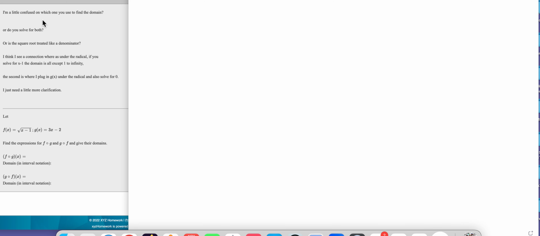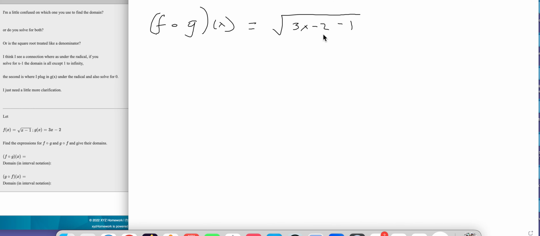Okay, let's see. For this one, looks like we're finding the composite and then also finding the domain of the composite. So for this first round, we're going f of g of x. So that means that g is going in for this x right here. So this 3x minus 2 is going to go right in there. And that will look like this. So 3x minus 2 is the new x, and that's minus 1. And if I simplify that a little bit, we'll get 3x minus 3.